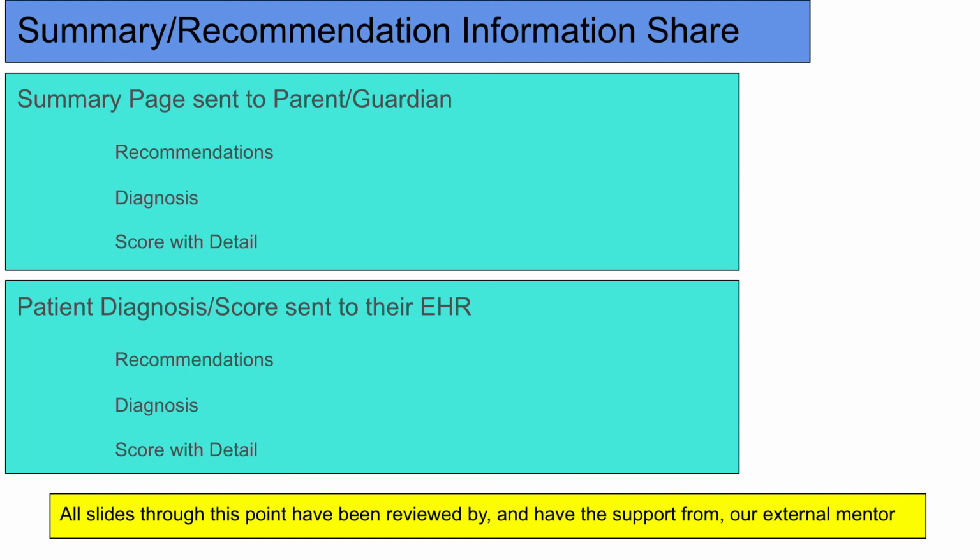And finally, the app would package this information and deliver it back to the patient's EHR and the parent or guardian. The idea here is to make sure it's captured in the EHR, and also that if the child's condition was to worsen, the parent or guardian could easily look into the child's score from the physician's office, make an educated decision on whether the score was increasing, and take appropriate action. It would also allow them to refresh their memory on the physician's treatments and recommendations. All of the information presented up until this point has been reviewed by and has the support from our external mentor.